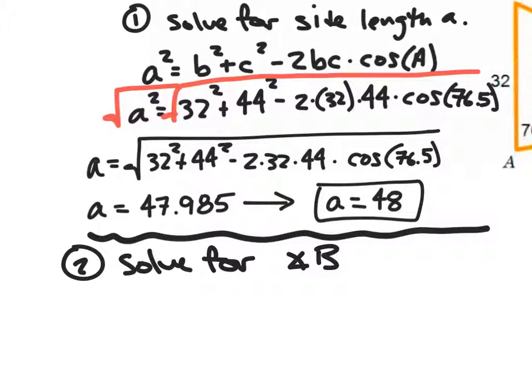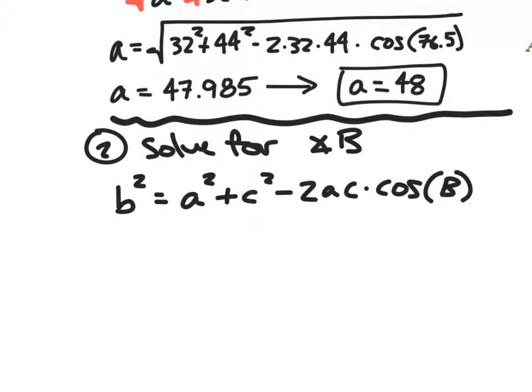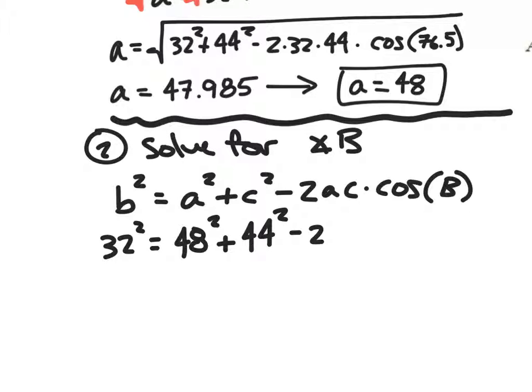All right, so let's do this. Let's use the one where we use angle B. So that would be B squared is equal to A squared plus C squared minus 2AC times cosine of angle B. All right, so B was 32. Let's just plug our values in. So 32 squared is equal to 48 squared plus C squared, which is 44 squared, minus 2 times 48 times 44 times cosine of B.